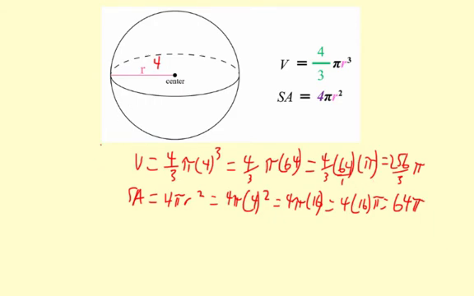Now a hemisphere is half of a sphere. So the volume would only be half of the volume for a sphere. So instead of 4/3, it would be 2/3. But everything else is the same.